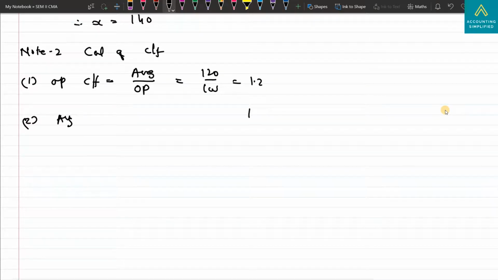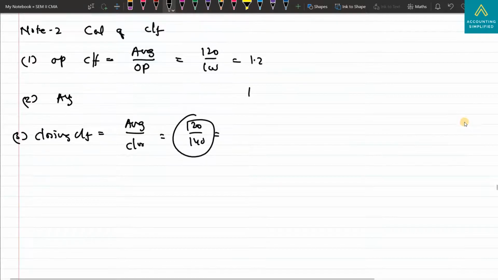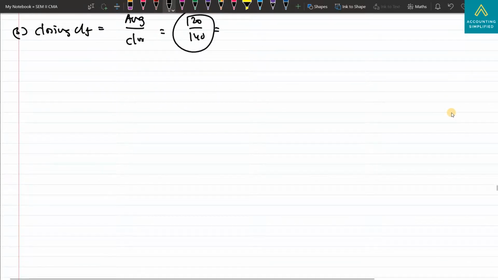Next, second, average conversion factor, average, you know, is 1. And third, closing conversion factor is equal to average divided by closing. So 120 divided by 140, so it comes to this only, right? Now the statement of COSA, write down.